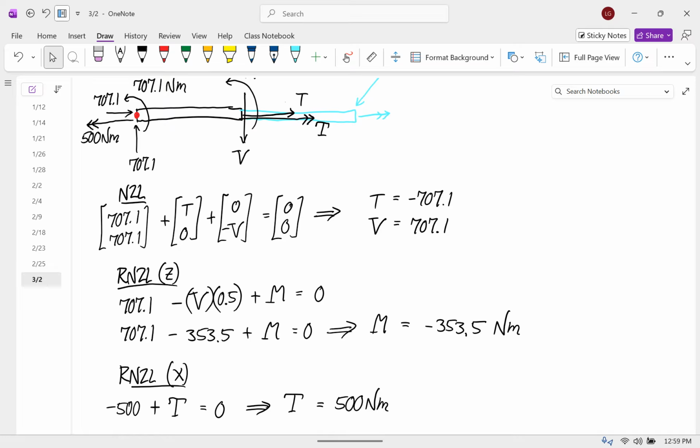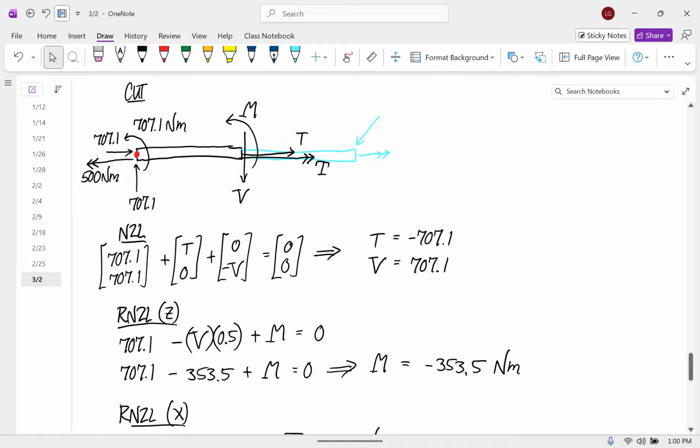On all my couples, I'm trying to label them Newton meters so you can see what are forces and what are couples. So B is a couple too. M is a couple. V is a force. So remember, T and V are the internal tension and the shear force. And fancy T and M are the internal torque and the bending moment M.